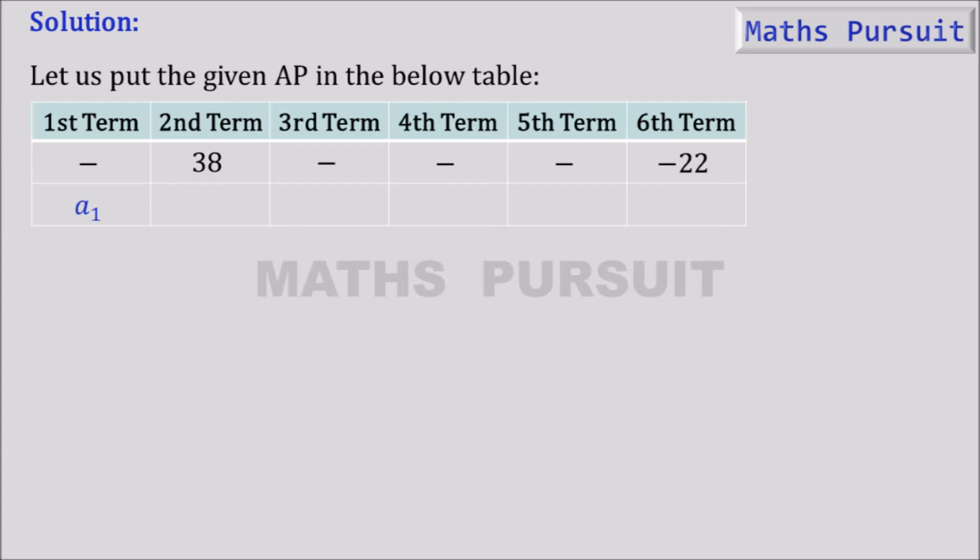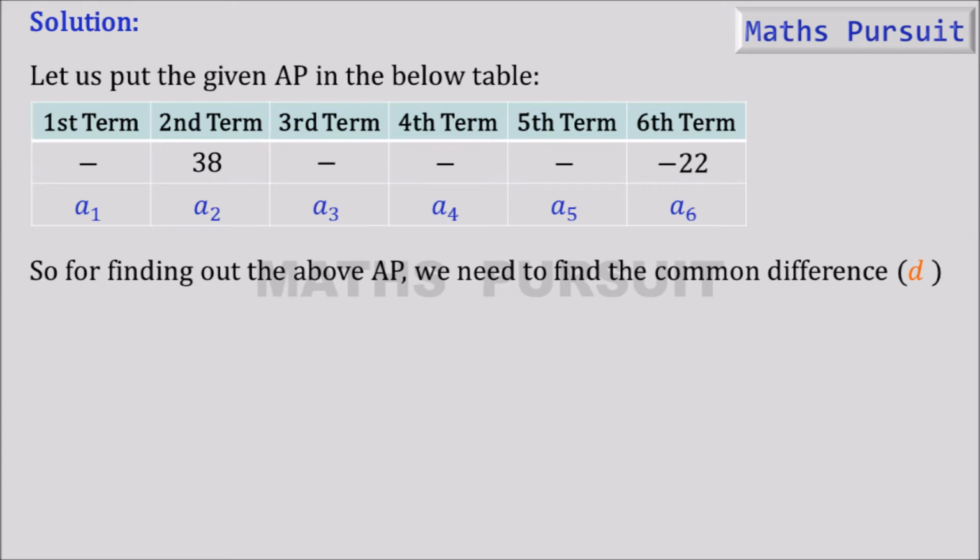Then naming A1 to first term, A2 to second term, A3 to third term, A4 to fourth term, A5 to fifth term, A6 to sixth term. So guys, we are naming A1, A2, A3, A4, A5, A6 respectively to these terms so that it will help us while making our calculations.